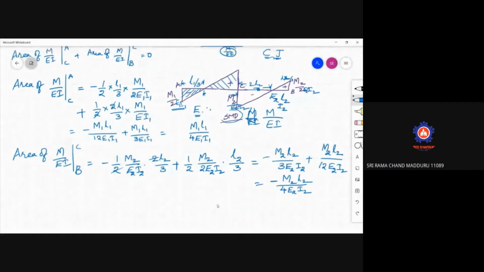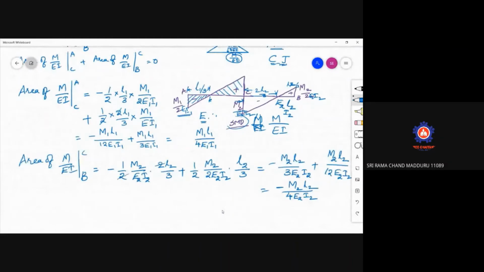Is it over? So just come back to the first one. In this, what we have written, the area of M by EI from A to C and C to B, both summed, is equal to 0. So if I write that, the first one is M1 into L1 by 4 E1 I1 minus M2 into L2 by 4 E2 I2 is equal to 0. Yes or not? So that is equal to 0.